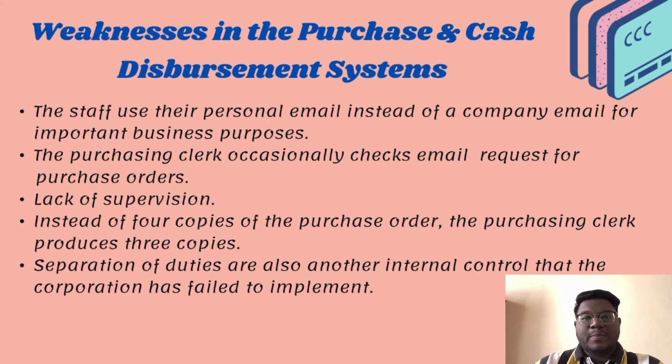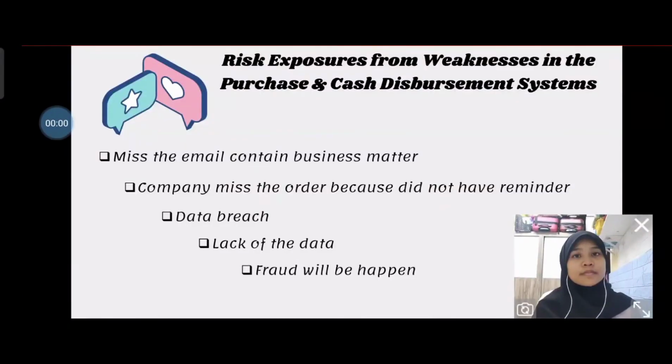Last one, separation of duties is another internal control that the corporation has failed to implement. Separating transaction authorization and processing, as well as asset custody and record keeping, are among the controls aimed at reducing incompatible tasks. So then, thank you.